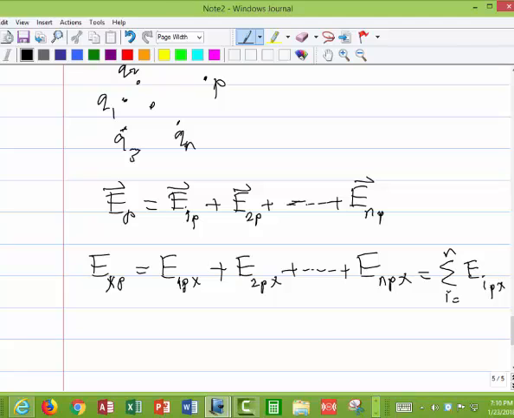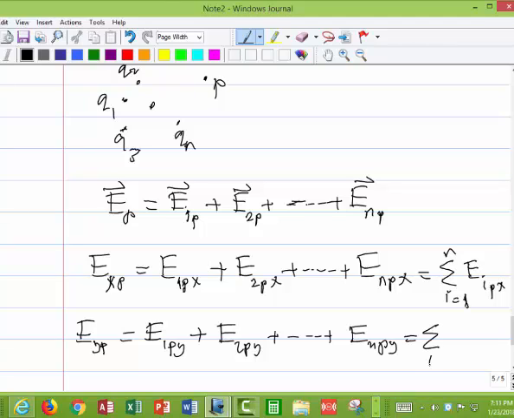So this is i goes from 1 to N, and the y component of the electric field at P is equal to the component of 1 in the y direction at P plus the component of 2 in the y direction at P plus the component of N in the y direction at P, which can be written as the sum from i going from 1 to N of E subscript i P y.